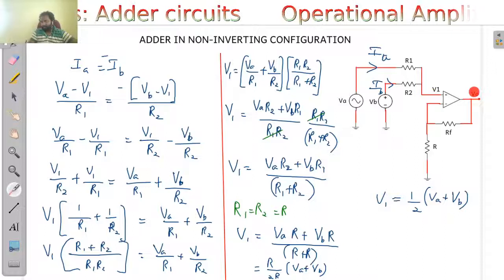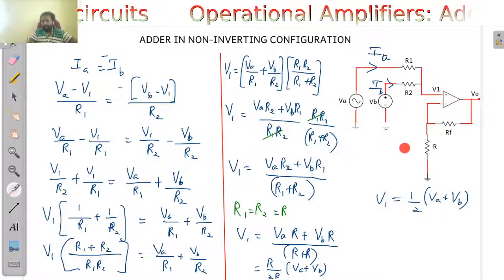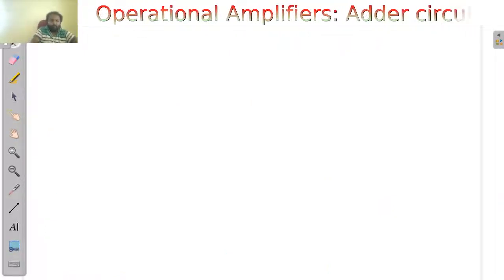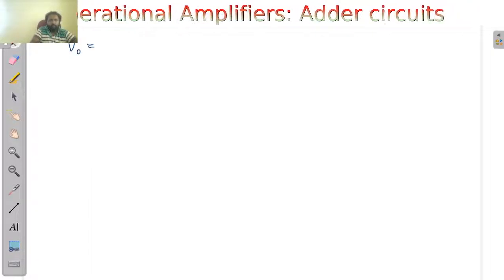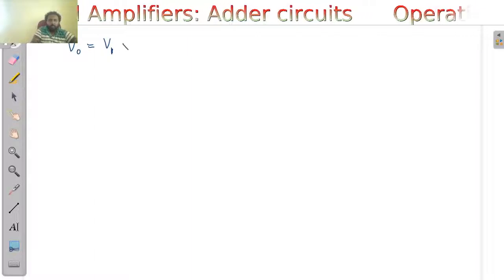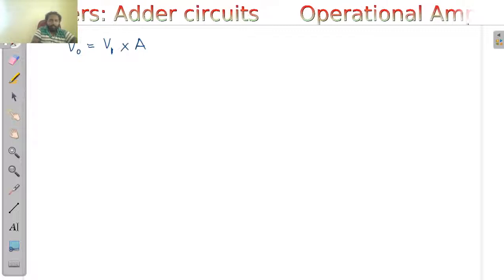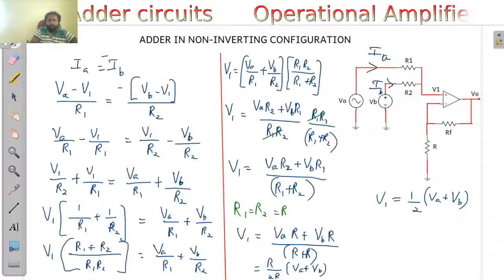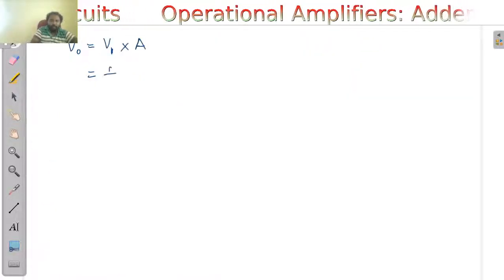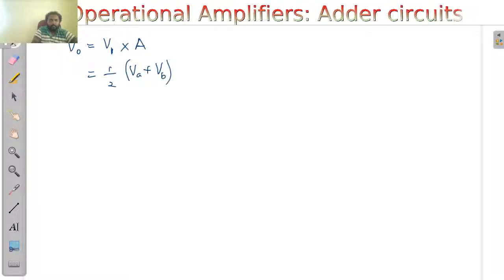That is, the output voltage must be equal to the input voltage V1 times 1 plus RF by R. So that is the gain equation. So your output voltage VO is equal to input voltage V1 times the gain. So what is your input voltage V1? You can substitute from the previous equation, that is half of VA plus VB, so half of VA plus VB times A.